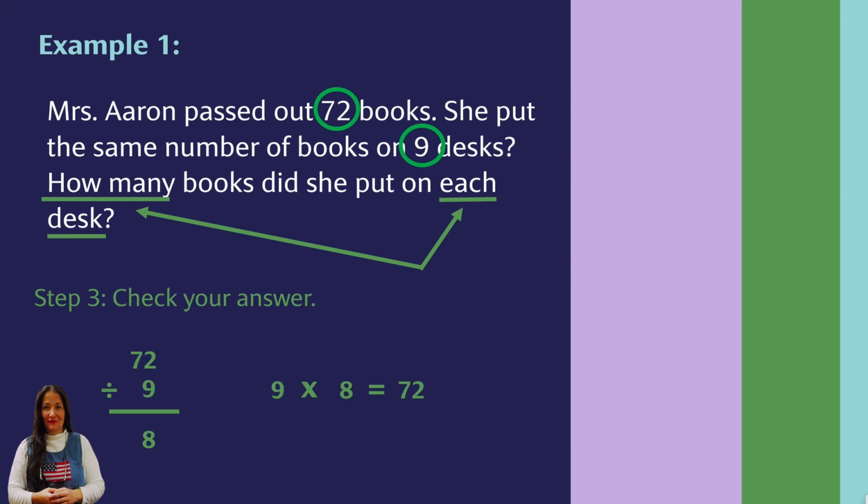Step 4. Check your answer. 72 divided by 9 equals 8. 9 times 8 equals 72. Inverse operations were used, so check the answer.